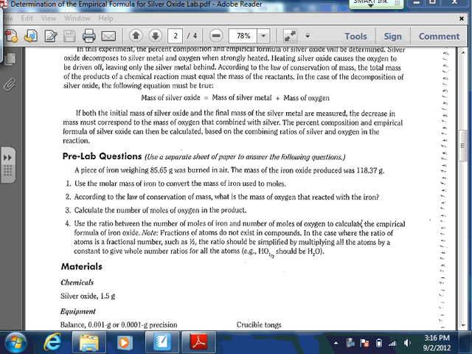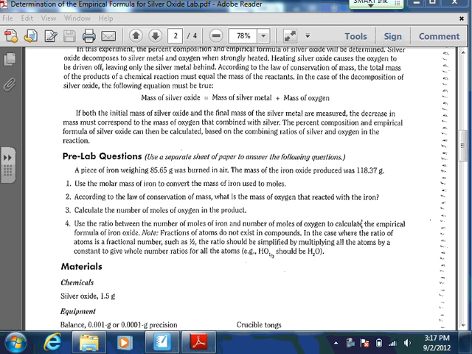Okay, we're going to talk a little bit here about the PreLab and the PostLab calculations that you have to do for the empirical formula for silver oxide lab. These are slightly more complicated than the questions for the last lab that we did, but they're not too bad. And I think you guys should be able to figure this out.